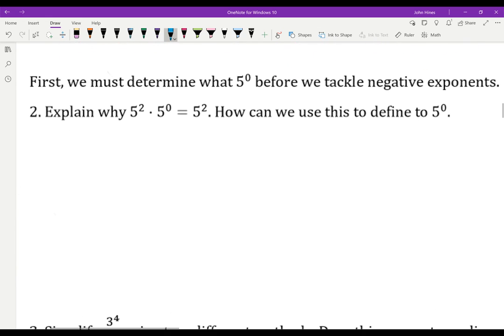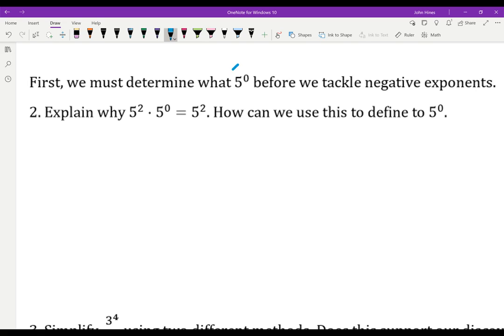So before we talk about what those negatives mean, let's talk about 5 to the 0. Again, it's something else that's weird. I have 0 5's being multiplied together. It doesn't make sense. So let's look at this statement here. Why is this sentence true?